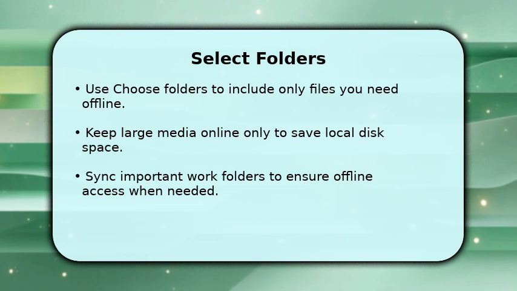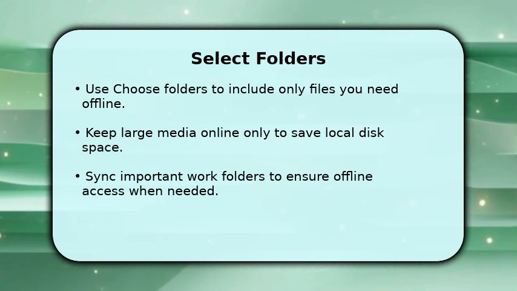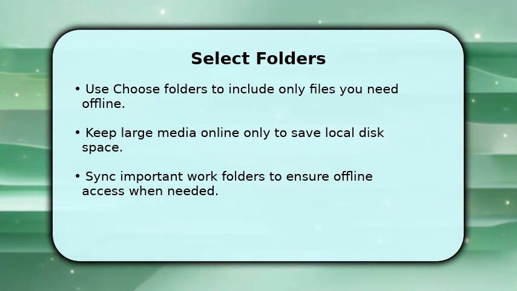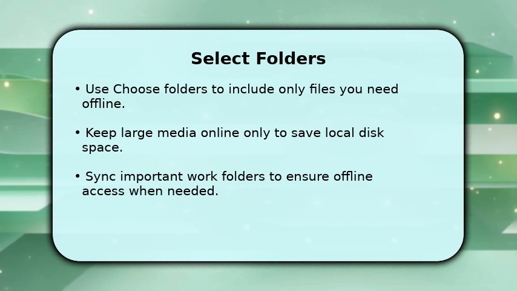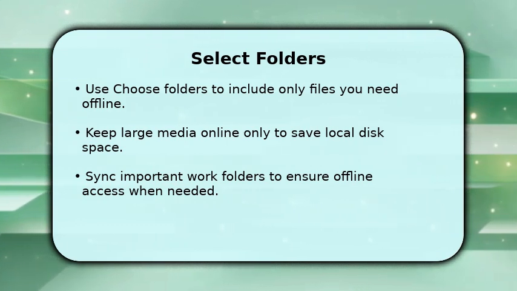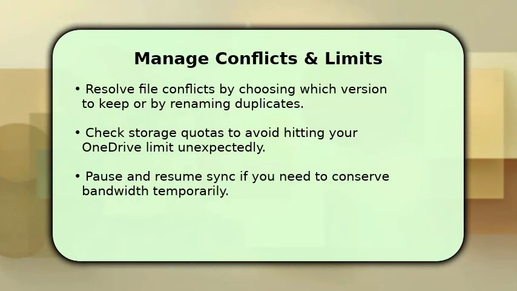Choose folders under Account Settings and pick the folders you want available offline. Prioritize work documents and smaller project folders, keeping large video or backup files online only to save disk space. After selection, OneDrive will download chosen files and maintain sync in the background, updating changes across devices while showing progress via the sync icon.